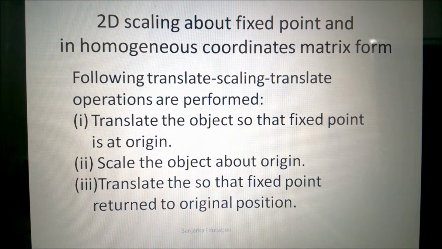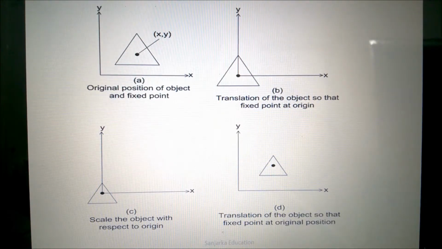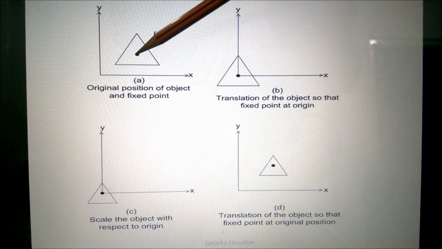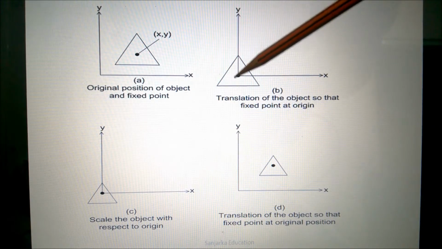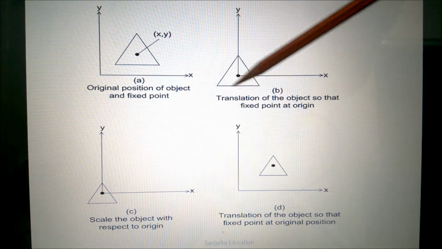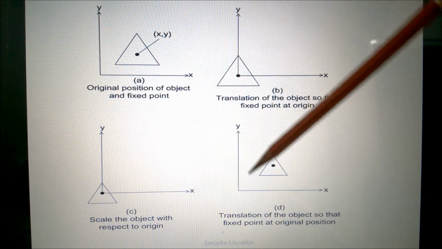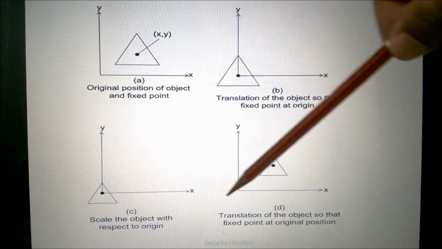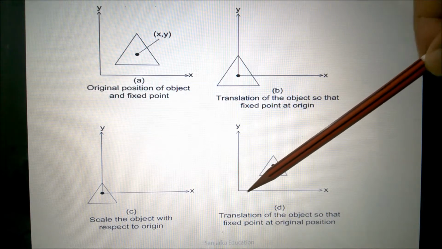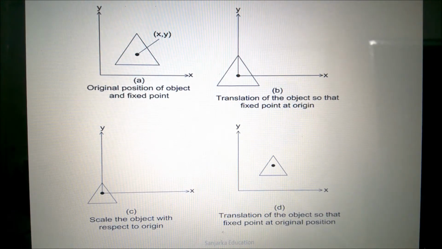Now I am showing diagrammatically whatever I have written here as cases 1, 2, 3. First this is an object and that is the fixed point, and then my fixed point is moved to the origin along with the object, and then the transformation happens. You can see it was a bigger size, now it is a smaller size. After the transformation is completed, we move the fixed point to its original position. That is the procedure. In the homogeneous coordinate form, therefore, 3 matrices will be there.